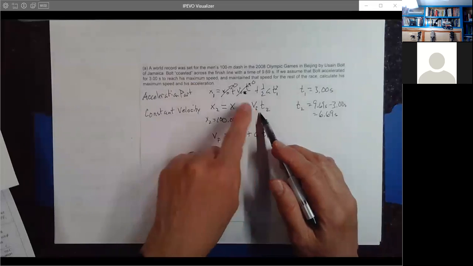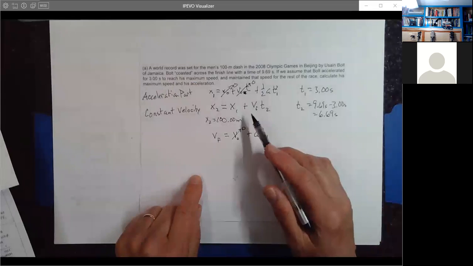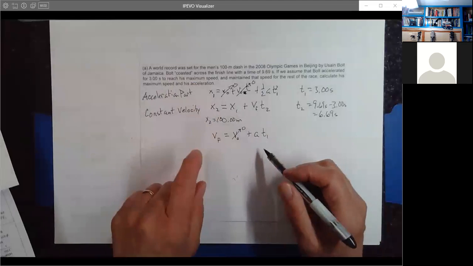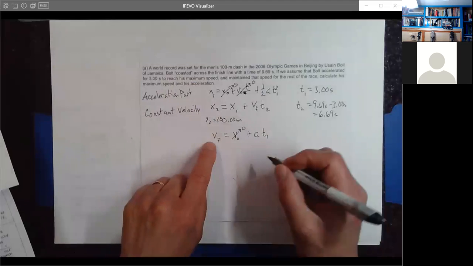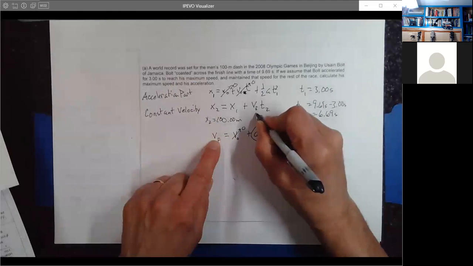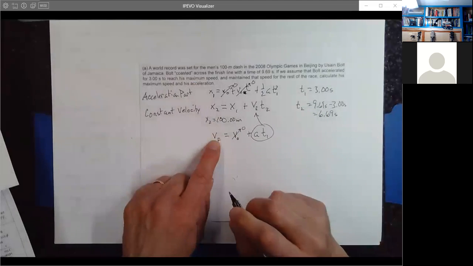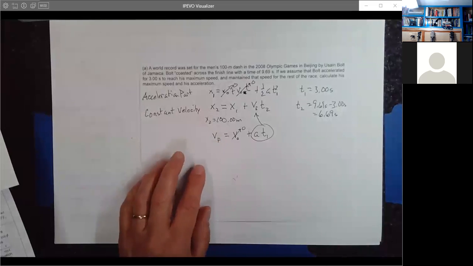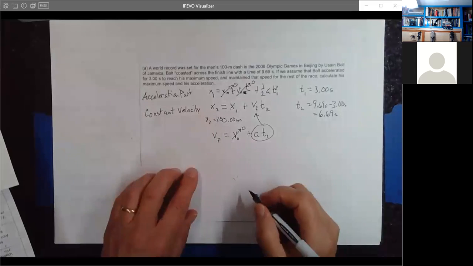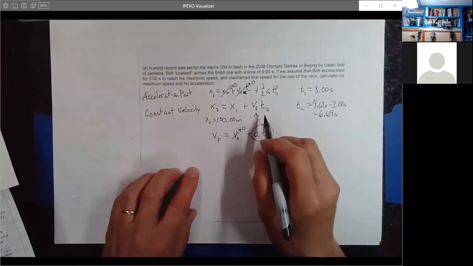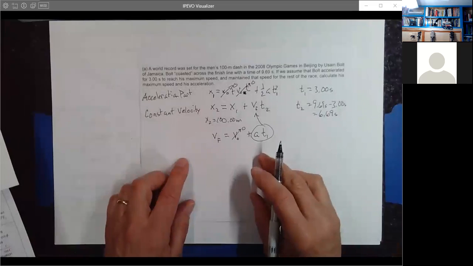Let's see if I could put a final velocity into here. I think I might be able to. Since v final is equal to this, I'm going to plug that into there. Yeah, and let's see what I get if I do that. X1 is 1/2 a t1 squared. This is something you have to do in problems sometimes.